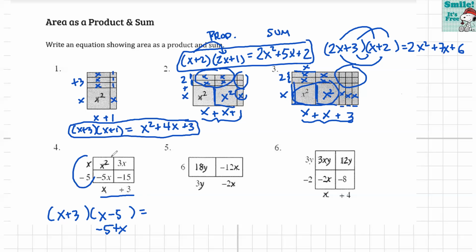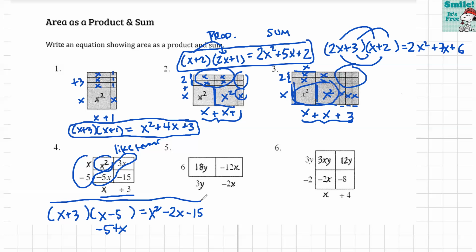Which one do I start with? The x squared. Combine the two that are diagonal and the same, like terms. Negative 5x plus 3x is negative 2x. And then lastly, we'd have negative 15 little baby tiles.